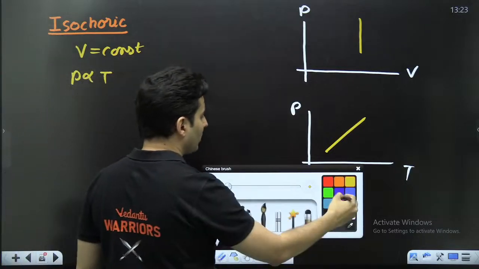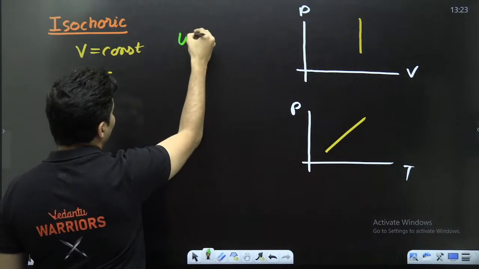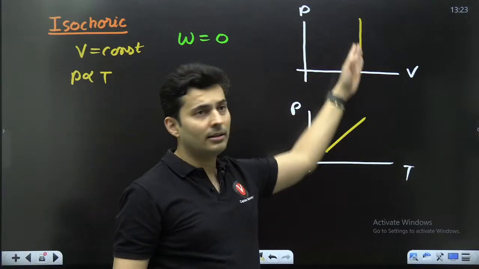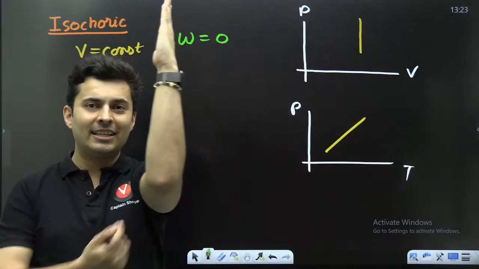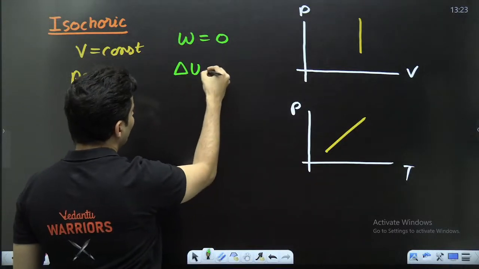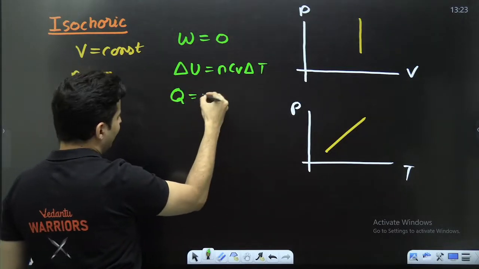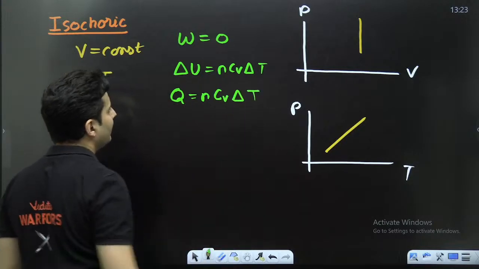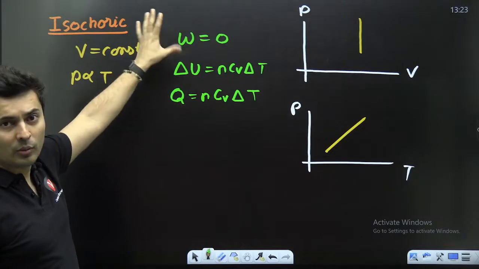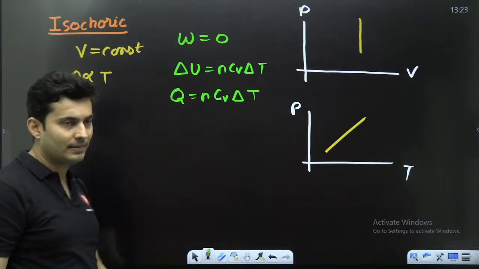Okay. Now, talking about all the other parameters. Here, the interesting thing is the work done will be 0 because volume did not change. There is no area under the PV graph. It's a vertical line. There is no area under it. So no area, no work done. Delta U will be nCV delta T, and so will be Q, which is nC for the process times delta T. Both of them will be the same because Q is delta U plus work done. Okay, this is for isochoric process.